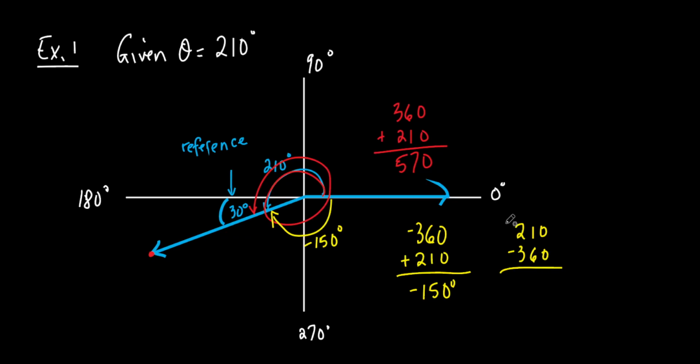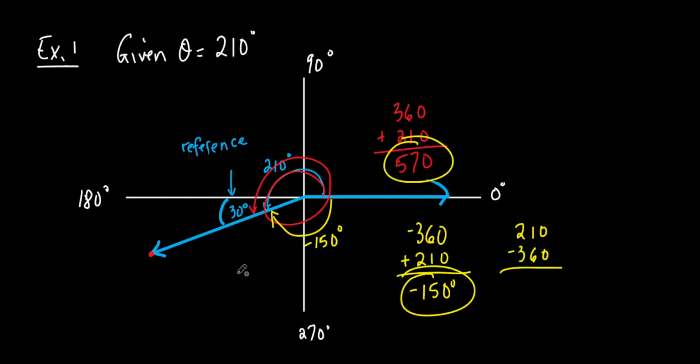Those are coterminal angles. So the question was, give me one positive coterminal and give me one negative coterminal. Now, if I wanted to, I could have gone negative 720 plus 210, couldn't I? I could have kept on doing increments of 360 if I wanted to. But why do that? That would be nonsense. So let's just keep it like that. So 570 would be your positive coterminal, and negative 150 would be your negative coterminal.